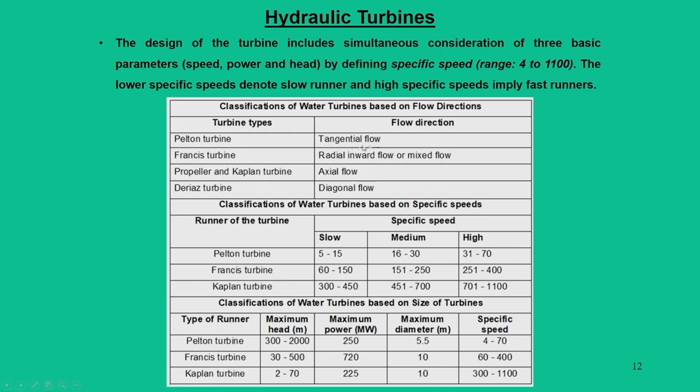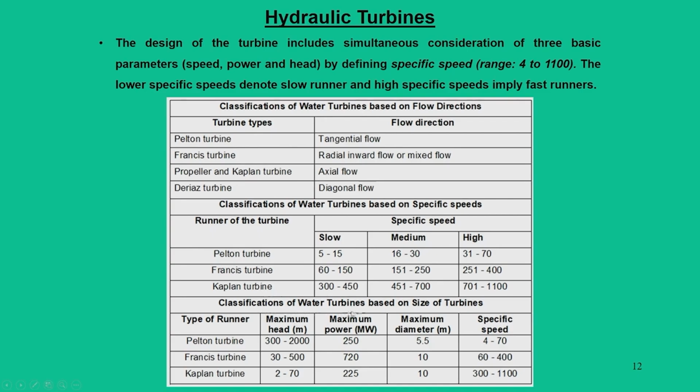Depending on the flow directions, they can have tangential, radial, axial, or diagonal flow. Based on the specific speeds, we can say slow, medium and high. So, in the slow range we have Pelton wheel, we have Francis turbine, we have Kaplan turbines.